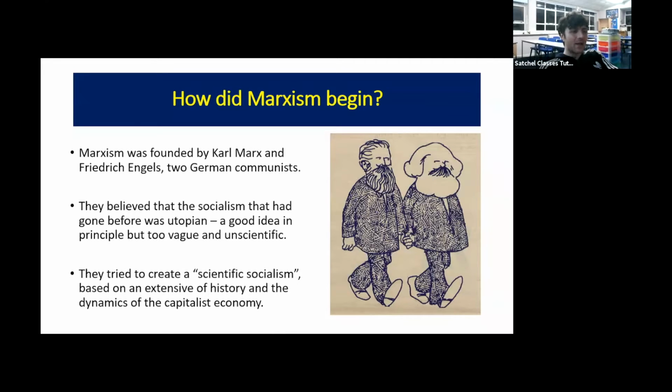And the way they did that was they did a big analysis of history and the way that the economy under capitalism worked. And they tried to predict how socialism could come about through that. So they tried to make socialism a logical theory rather than a dream, rather than just a nice idea.